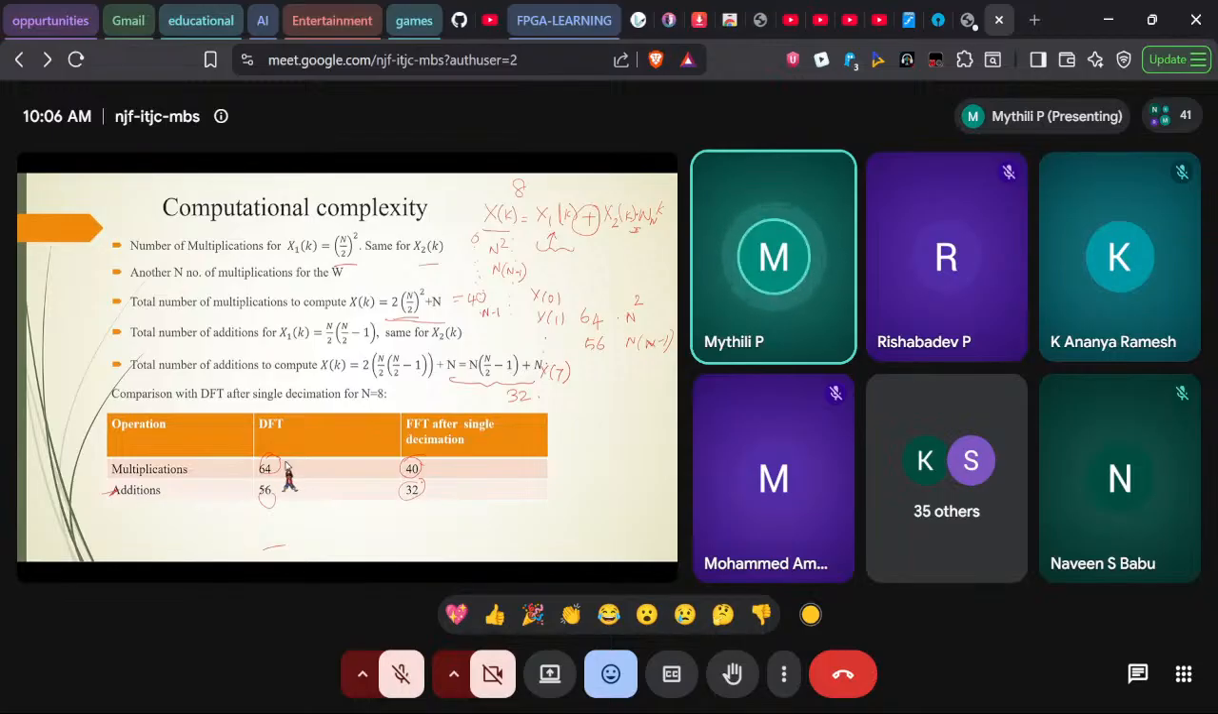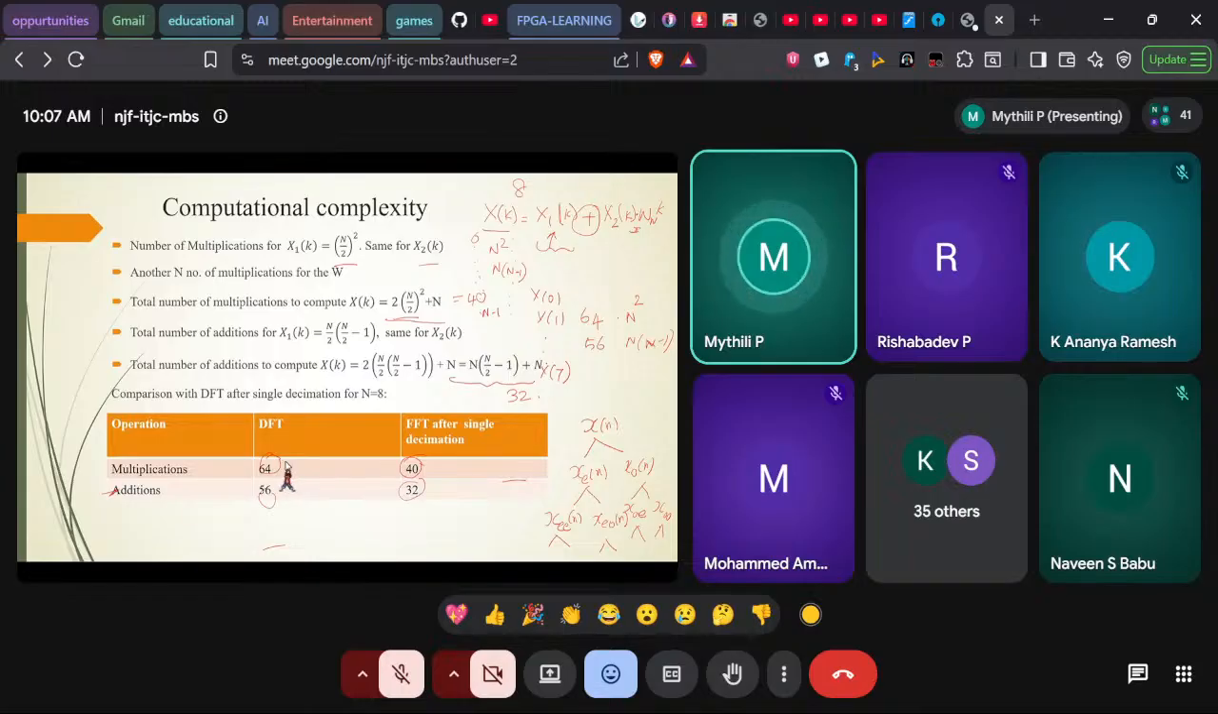Now this decimation can be further applied, you can further decimate the sequence. First you are decimating the given sequence into the even part and the odd part. Okay. Now you can further decimate this, the even of the even part and the odd of the even part. This again can be decimated as the even of the odd and the odd of the odd. Like this, you can go on decimating until it becomes 2. Okay.